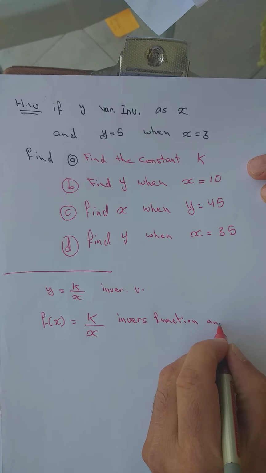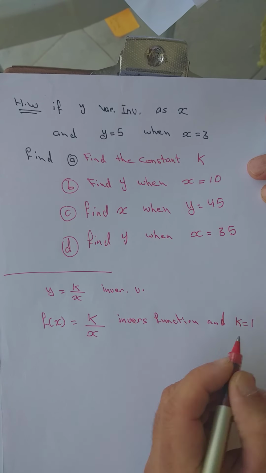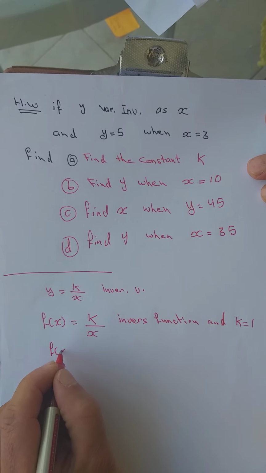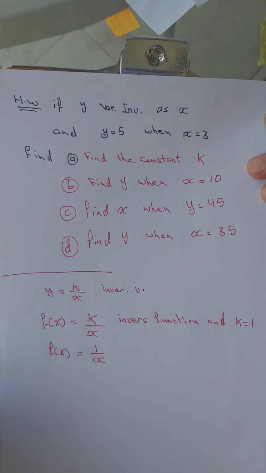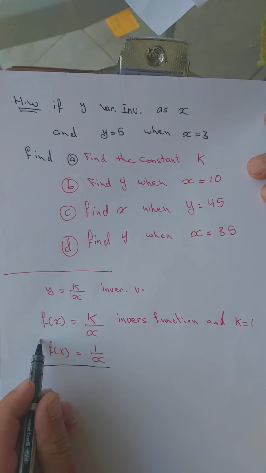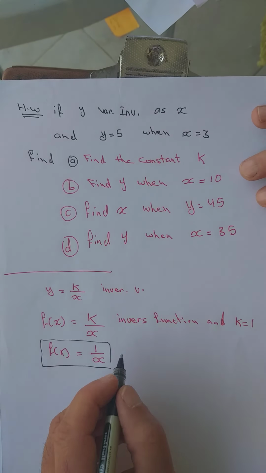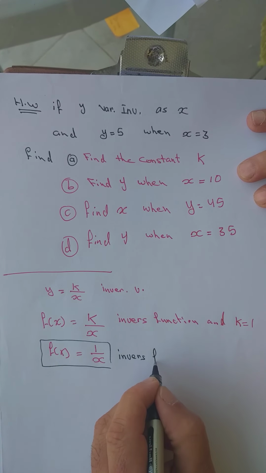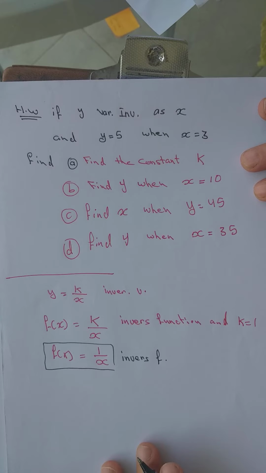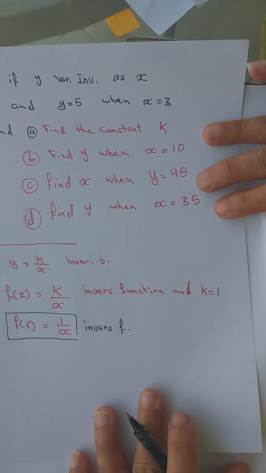And k equal to 1 means f of x equals 1 over x. This one you have to know, very important. f of x is equal to 1 over x is an inverse function.